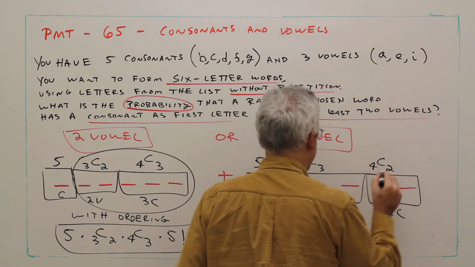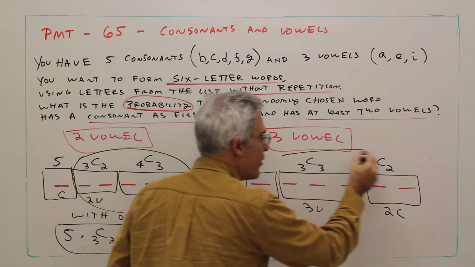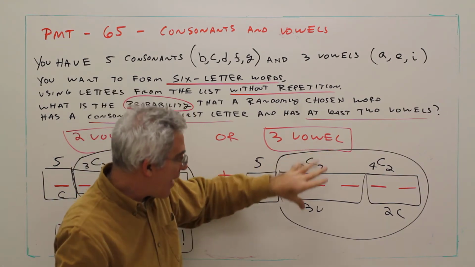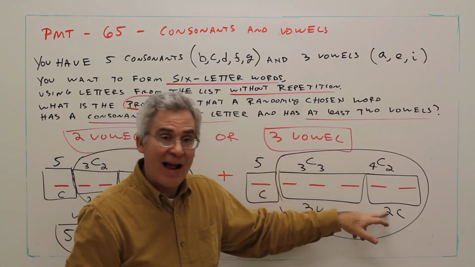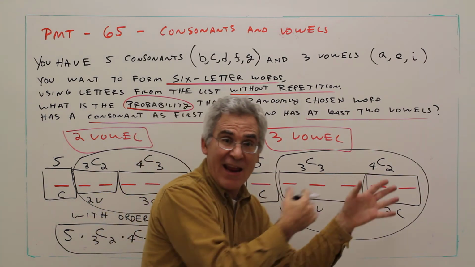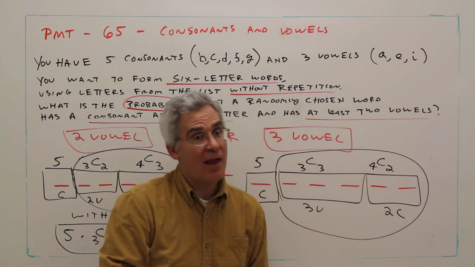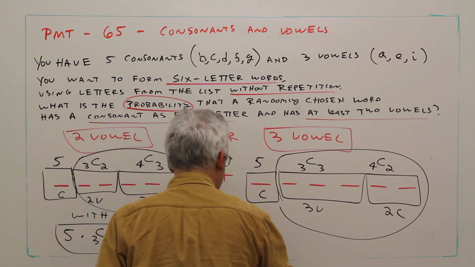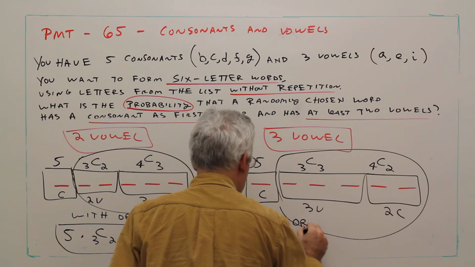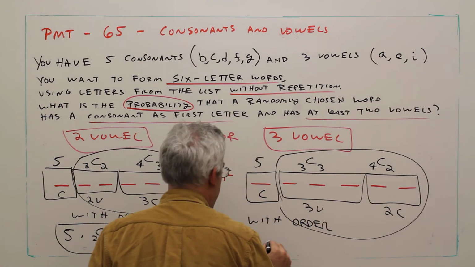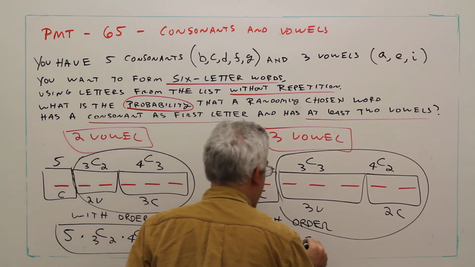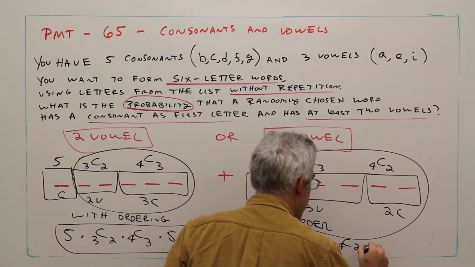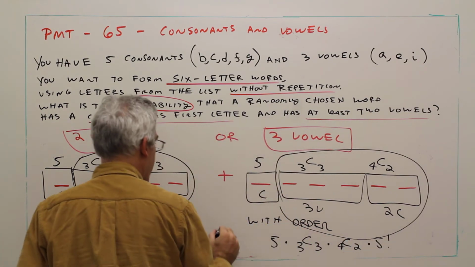All right, then what I want to do, okay, so the number of ways of doing that step times the 3 vowel step times the 2 consonant step. Then what I want to do is arrange those last 5 letters, and again, there's 5 factorial ways to do that arrangement. So I'll say with ordering, it's going to be 5 times 3 choose 3 times 4 choose 2 times 5 factorial.